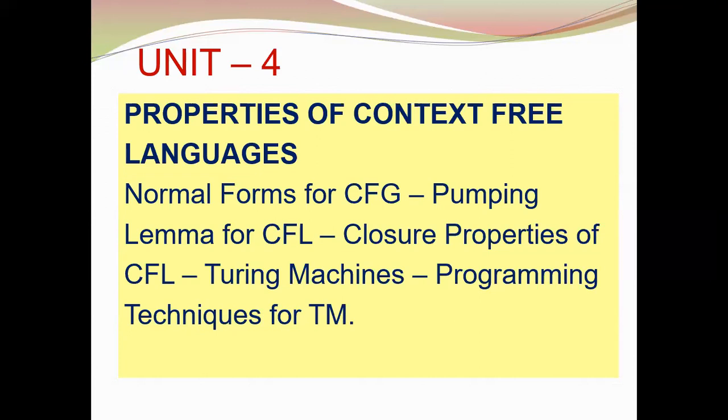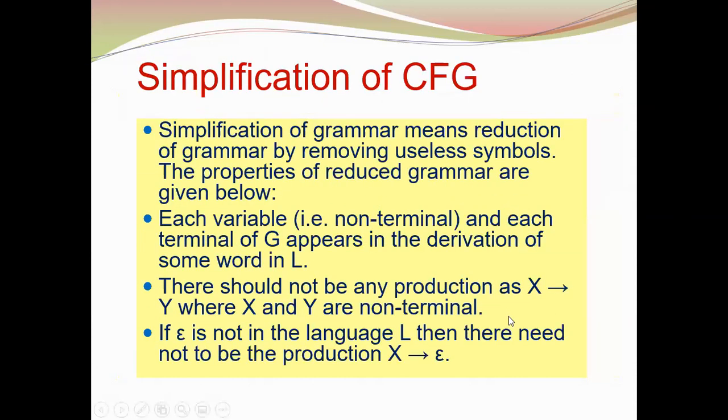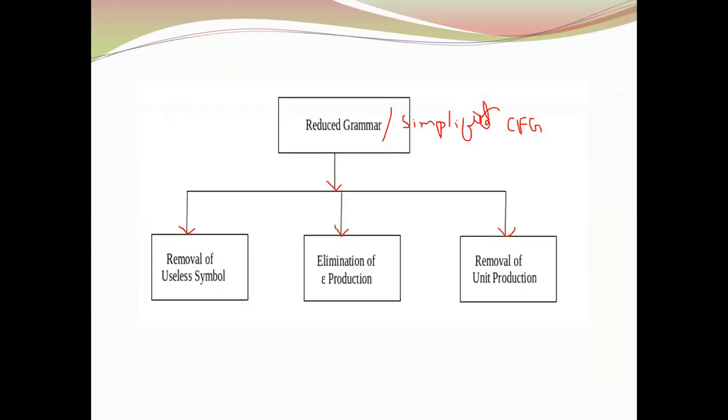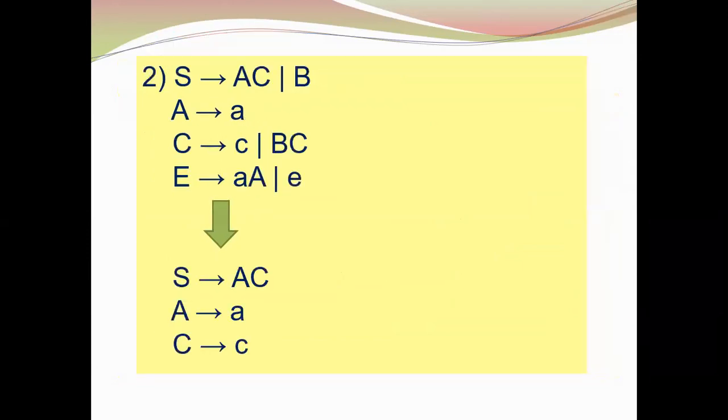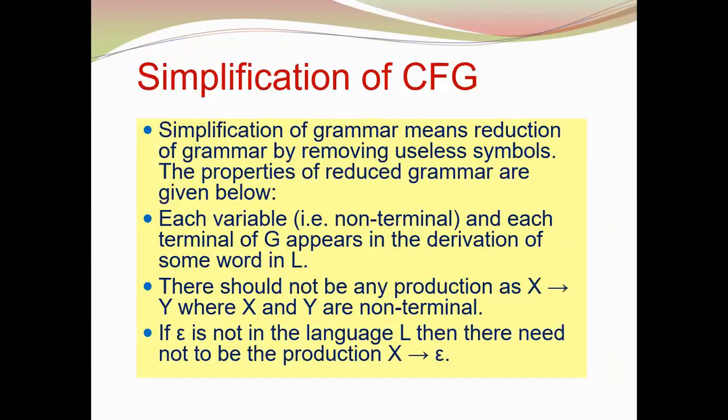In that we have some forms, that is, normal forms: Chomsky normal form and Greibach normal form. Two forms are there. Before that, we need to go with simplification of CFG. We know context free grammar, its type and its rule. Now we are going to simplify the particular grammar, or reduce the grammar. We are going to simplify the CFG.